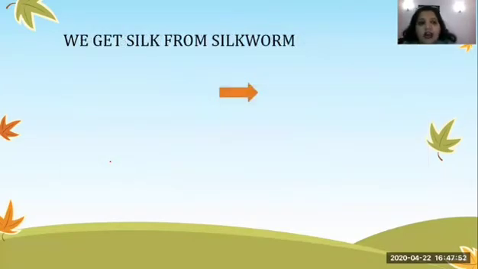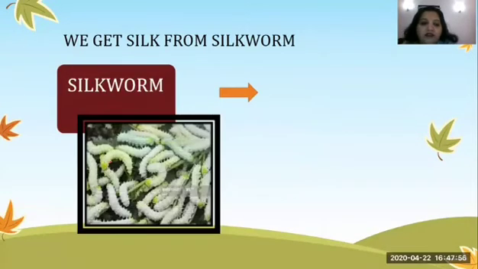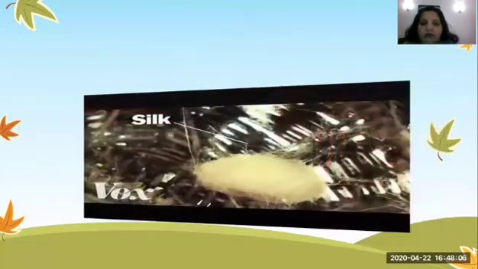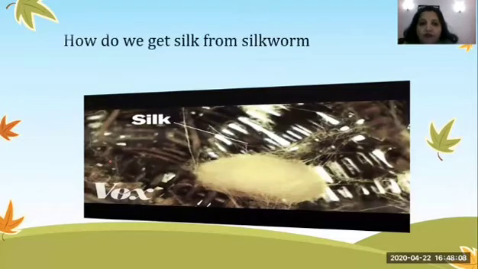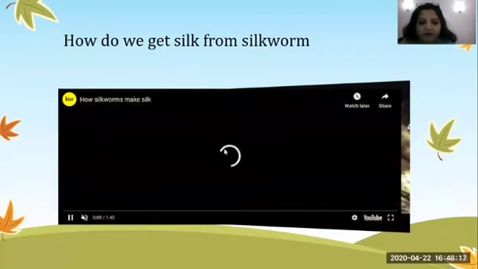Now let's see how we get silk from the silkworm. This is the image of a silkworm eating mulberry leaves. So it is from this silkworm that we get the so-called silk. Now with the help of this video, we are going to see how the silkworm produces silk. So children, please watch carefully.